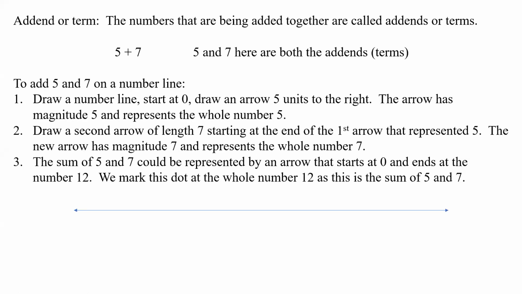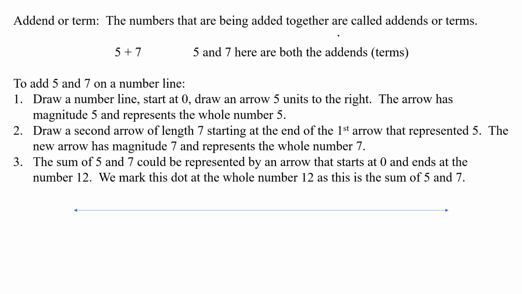So what is an addend or a term? Well, these are the numbers that are being added together. Most of the time we call them addends. Eventually we'll start calling them terms as well, because we'll have polynomials and we'll call them a term at that point in time when we add different things together. But when it's a simple addition like 5 plus 7, the 5 and 7 here are both the addends.